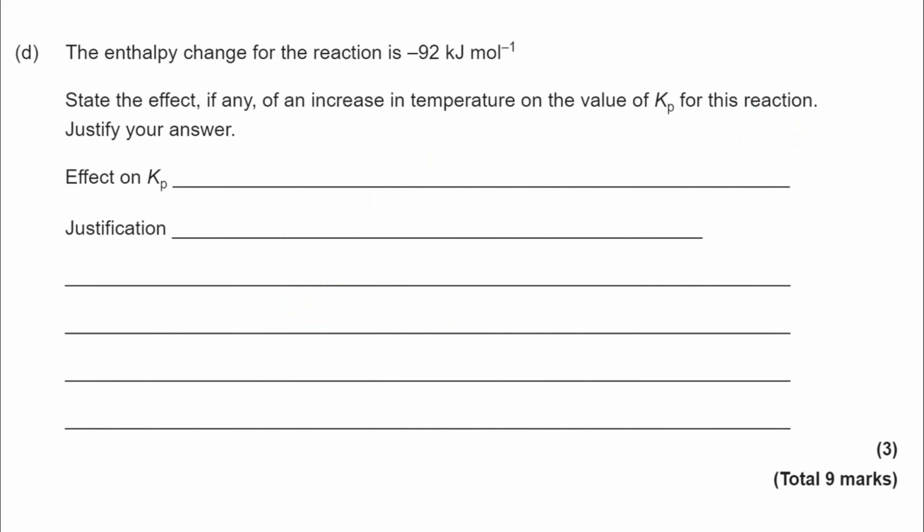Moving on to part D. The enthalpy change for the reaction is negative 92 kilojoules per mole. What would be the effect of increasing temperature on the value of Kp? Now, we know that temperature will affect it because Kp, just like Kc, is temperature dependent. But I'm not actually going to say what the effect is until I've justified it, because it makes more sense to logically work through the process. The reaction is exothermic. I know that because delta H is negative.